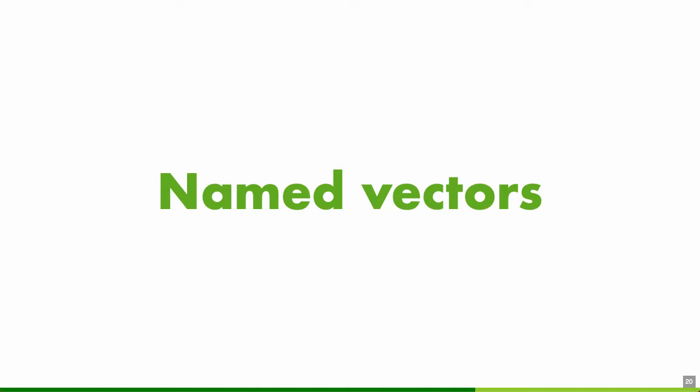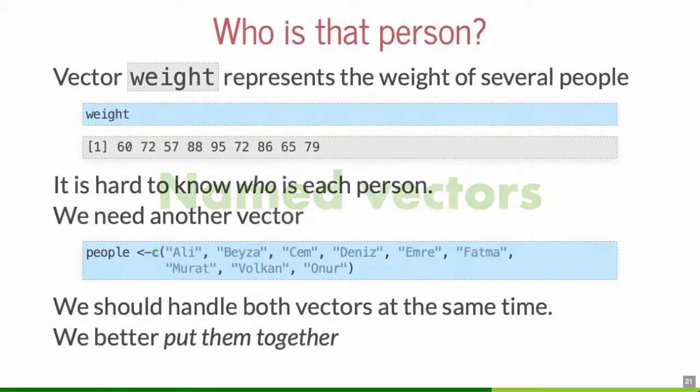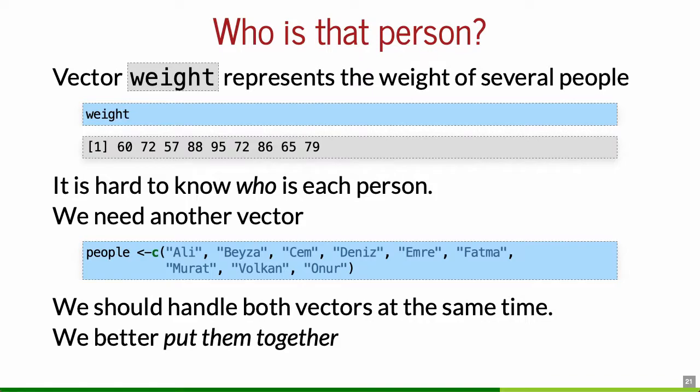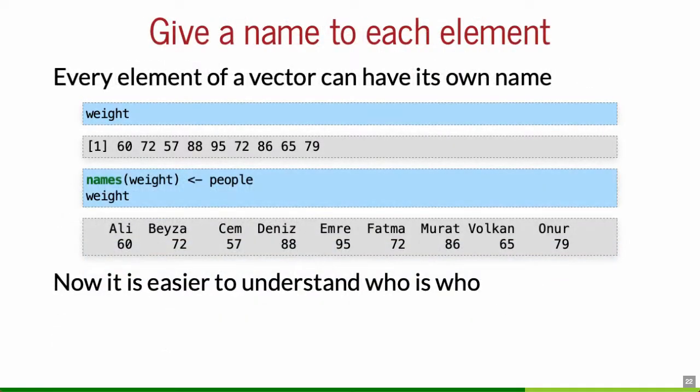We can also have named vectors. What is the idea? Well, when you get these weights that represent several people, it's hard to know which is which person. So we can have a second vector with the names of the people. And we have to carry them together and be careful to keep them together.